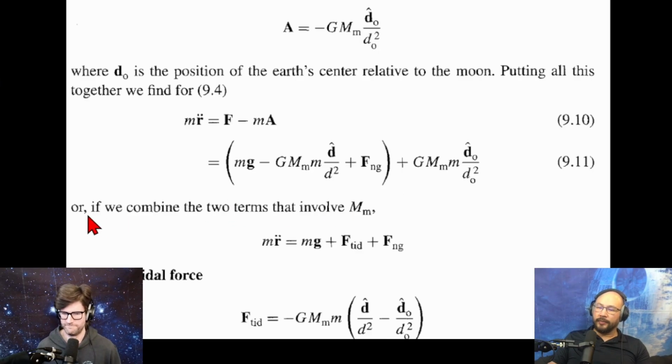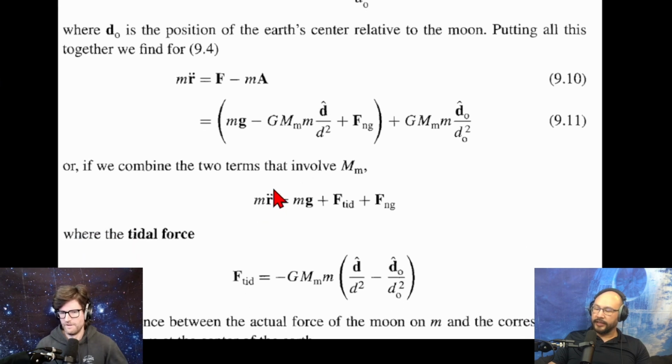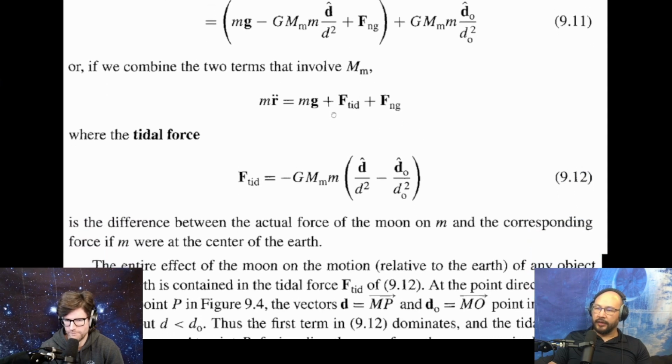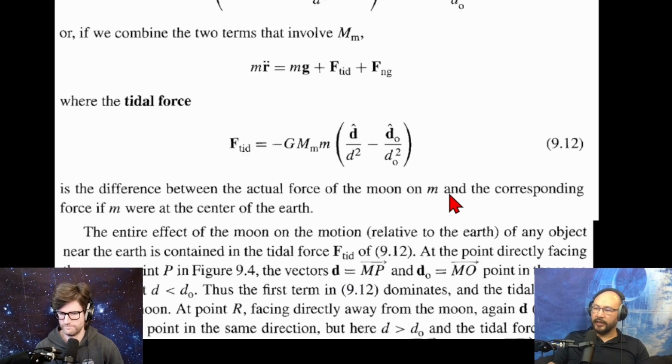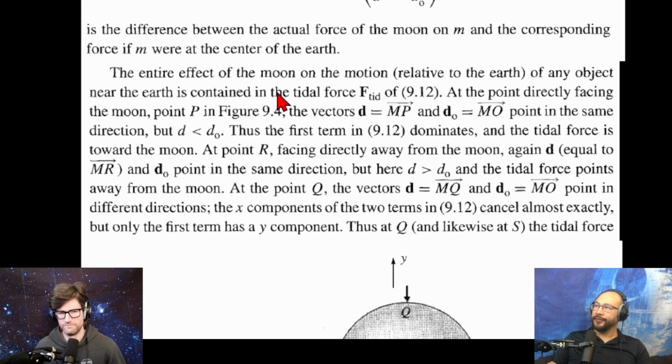If we combine the terms with the capital M together, we get the acceleration equal to the gravitational force, the local forces, and then this F_tid, the tidal force, which is minus G M_m times the difference of these vector quantities. It's the difference between the actual force of the moon on M and the corresponding force on M if it was at the center of the Earth, because then this term would be 0. So it's the difference of the two forces. That's straightforward. I like that.